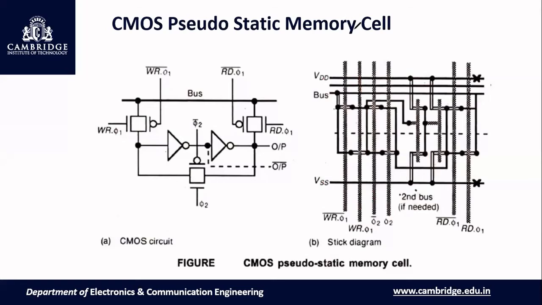Fine. So now I'll explain how 0 can be stored in this memory. Okay, so now let us assume that the bus is having logic 0, right? So the bus is having logic 0. That data should be stored here, correct? So first I'll perform the write operation.